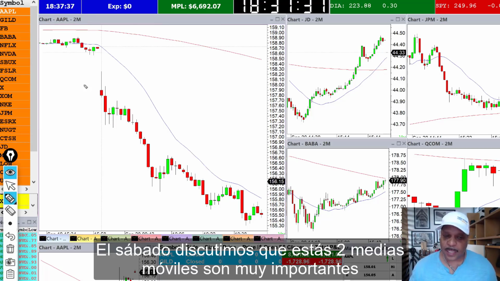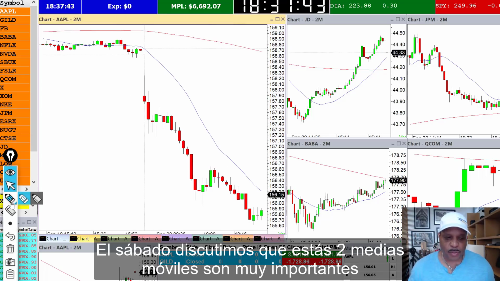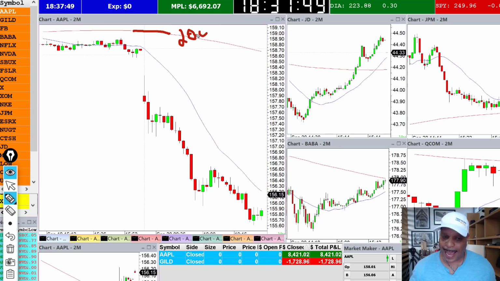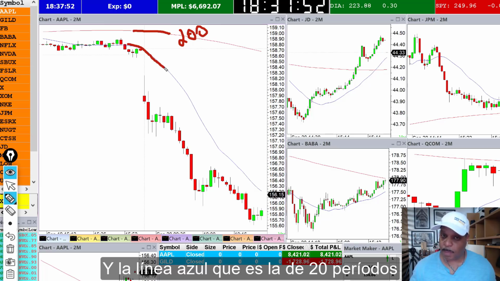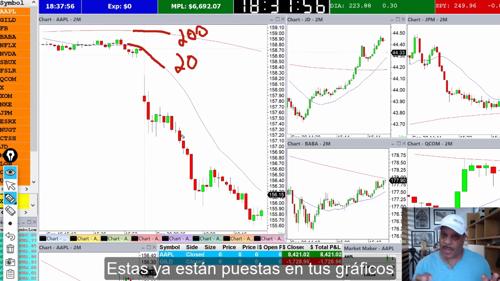Now, we discussed on Saturday that these two moving averages are very important. The 200 period moving average, that's the 200, and the 20 period moving average. The blue is the 20 period moving average. Now, these moving averages are automatically superimposed on your trading platform charts.